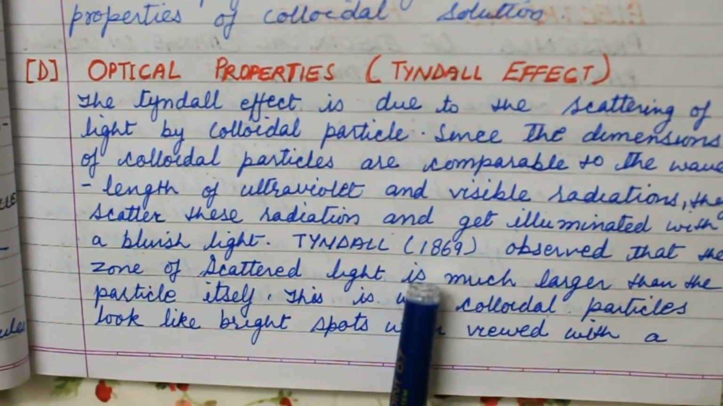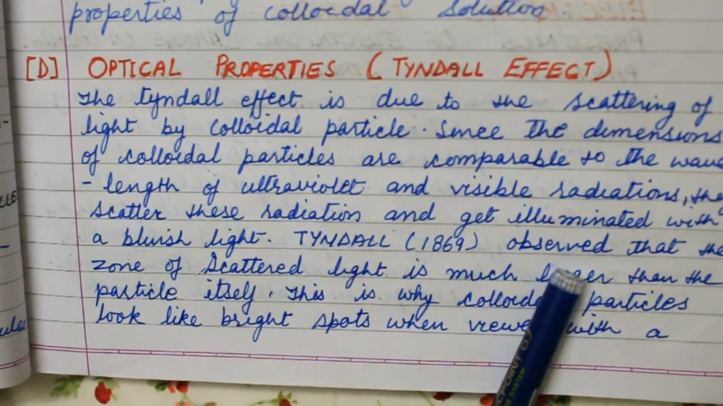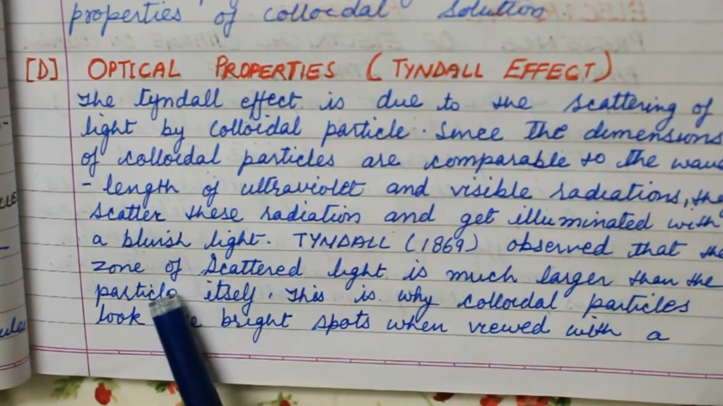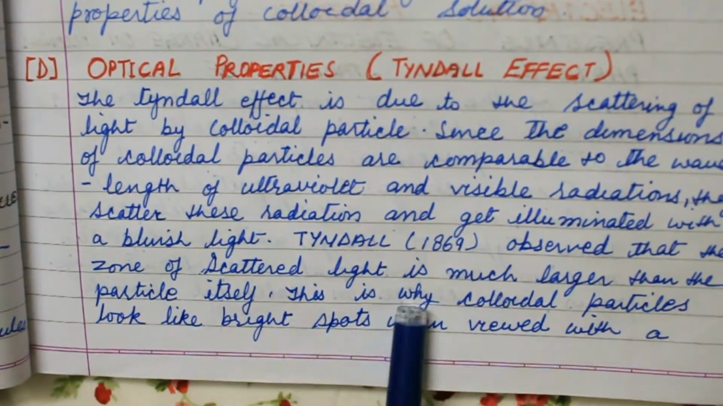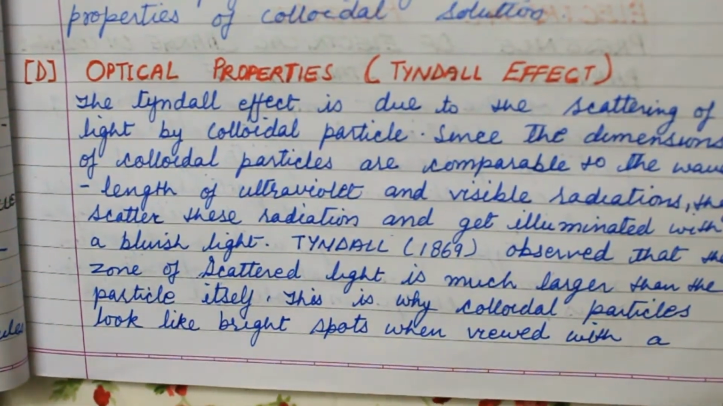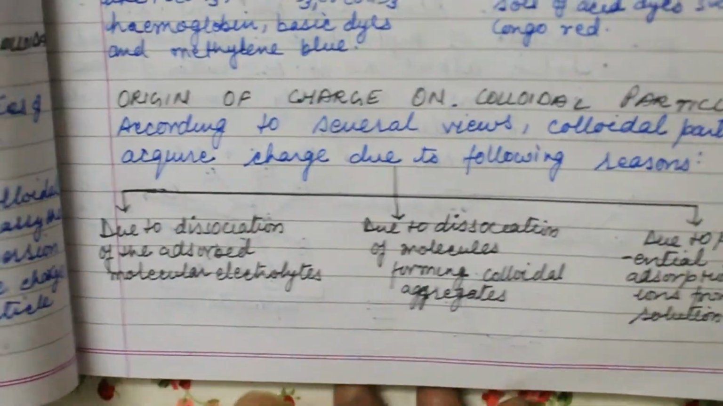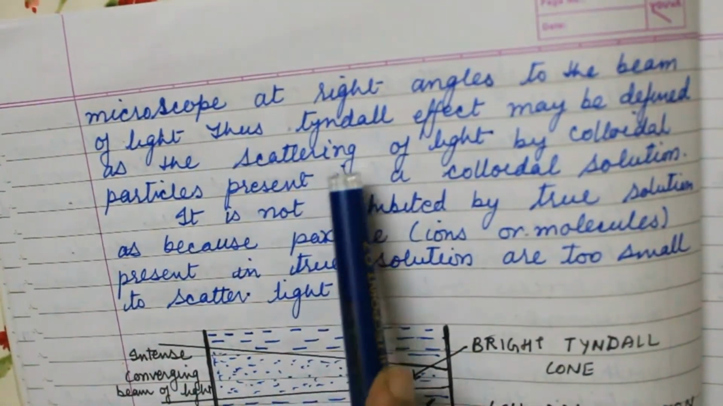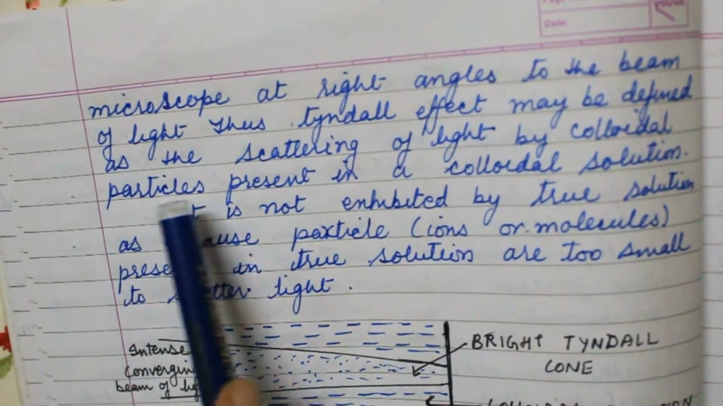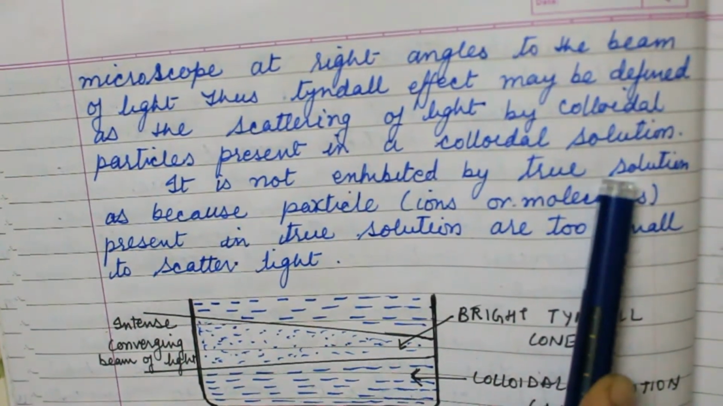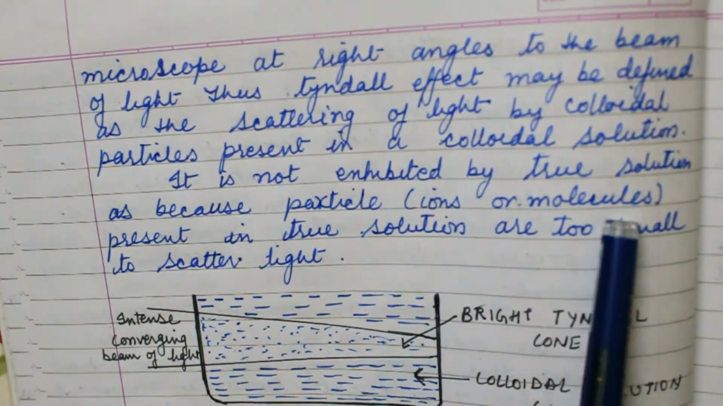Tyndall, a scientist, in 1869 observed that the zone of scattered light is much larger than the particle itself. This is why colloidal particles look like a bright spot when viewed with a microscope at right angle to the beam of light. Thus Tyndall effect may be defined as the scattering of light by colloidal particles present in the colloidal solution. It is not exhibited by a true solution.